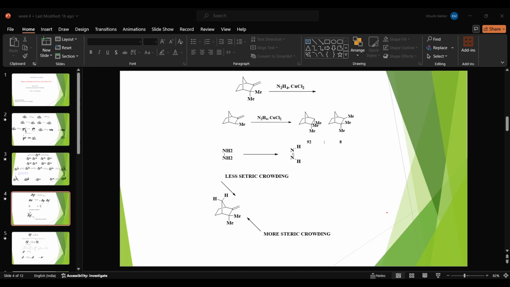In some cases also, CBS catalysis is not only applicable to ketone. In some other reactions also they are using CBS catalysis. Okay, it's not only that.